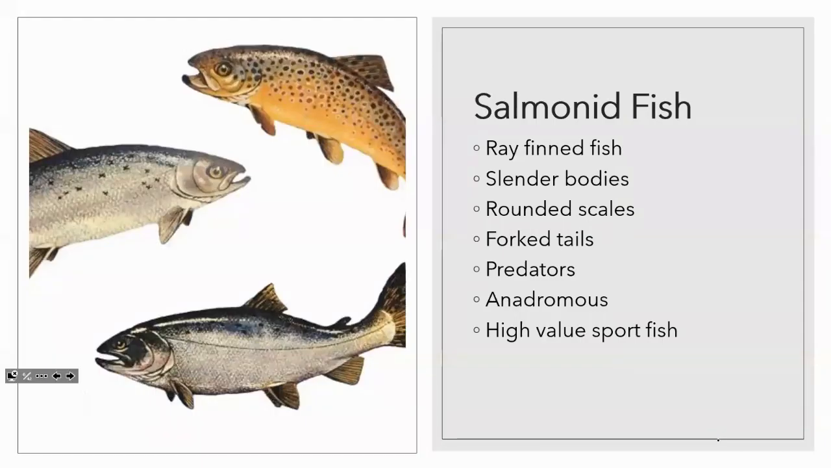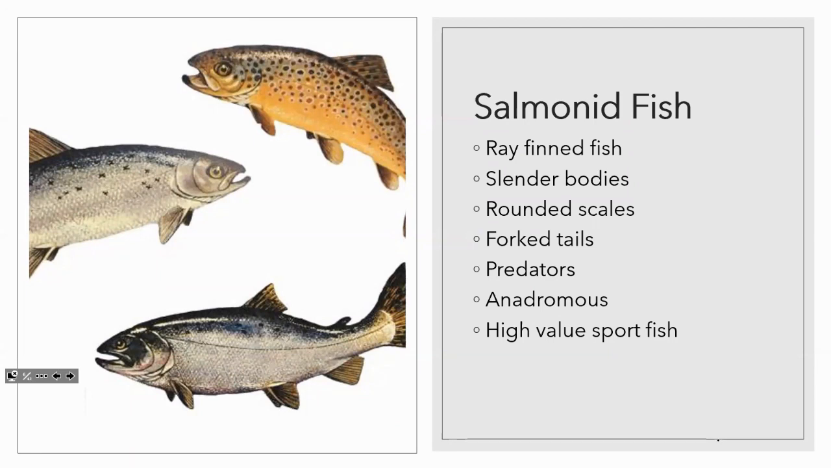The next organism that we're going to be talking about are salmonid fish. Now, this is, I'm sure, something that you all are generally more familiar with than bryozoans. I know that I definitely was. Salmonid fish are all ray-finned fish. They're in, I believe, Actinopterygii. They have slender bodies, rounded scales, and these forked tails.